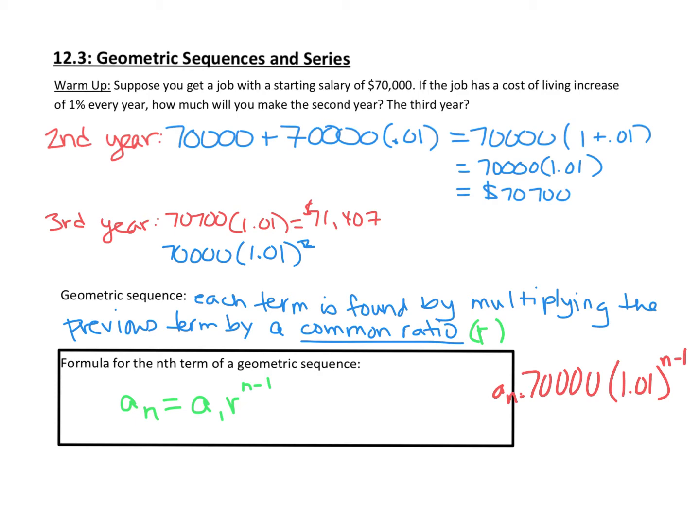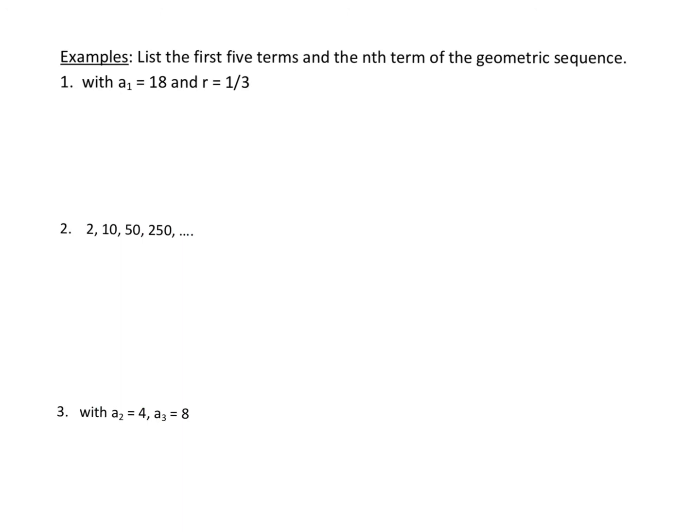So for example, for the second year, that would be your a2. You took 70,000 and you multiplied by 1.01 to the 2 minus 1, which is to the first power. For the third year, you took 70,000 and you multiplied by 1.01 to the second power, which is 3 minus 1. So you did actually use that formula. So here's a few examples for you. You're welcome to try them all on your own and then fast forward through if you want to.